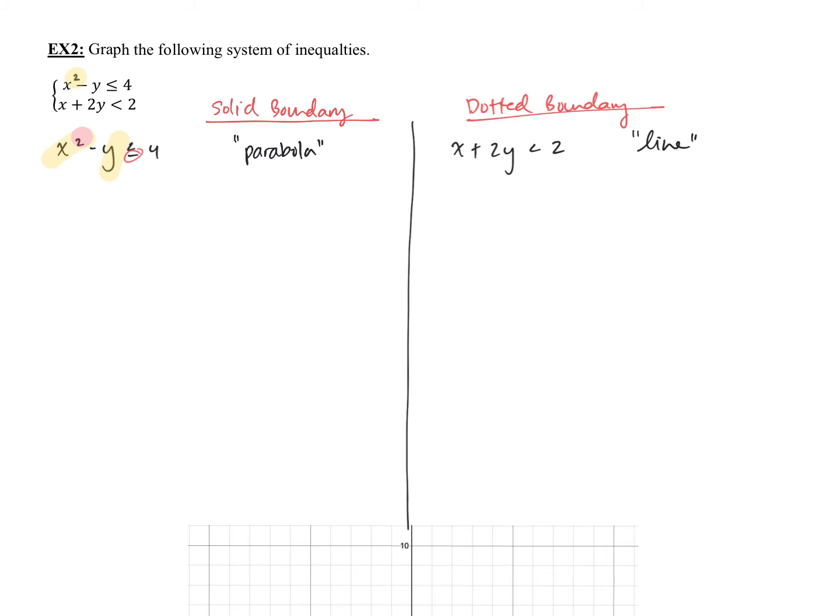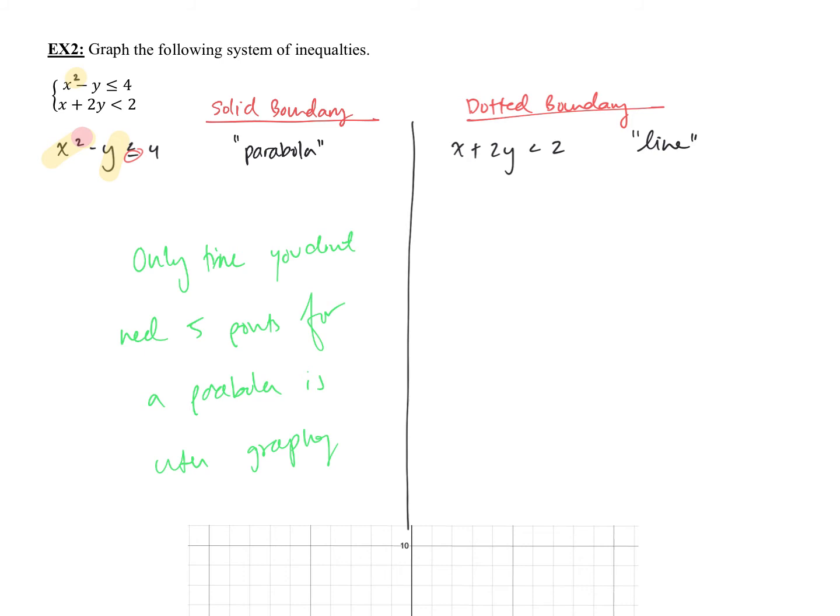So one thing to note, and this is where you don't have to do 5 points for a parabola. This is the only time. So let me go ahead and write this. Only time you don't need 5 points for a parabola is with graphing a system of inequalities. Okay, so that's just for a system.